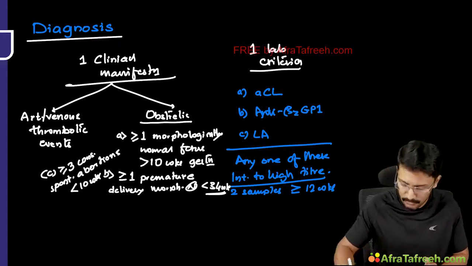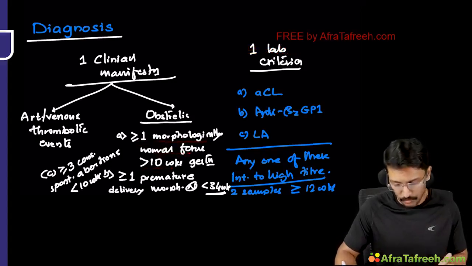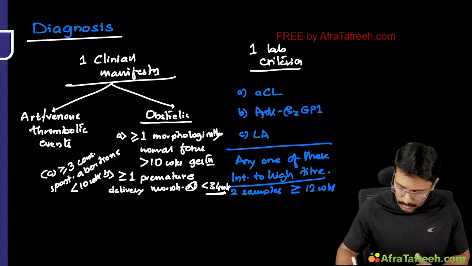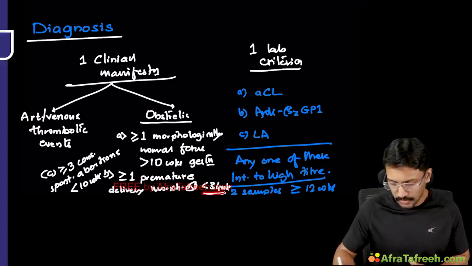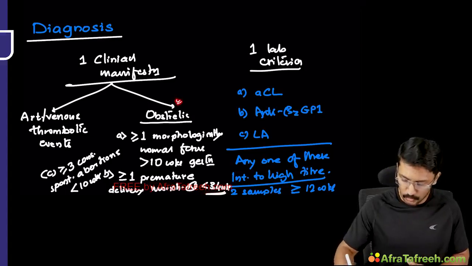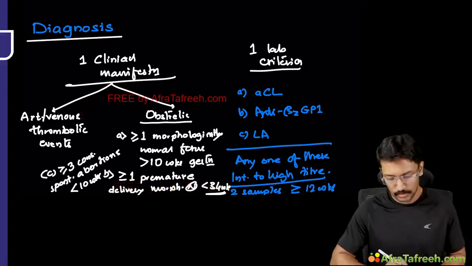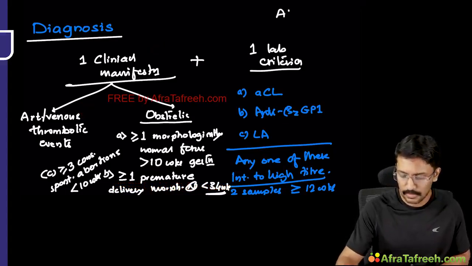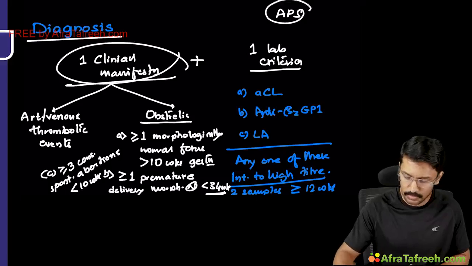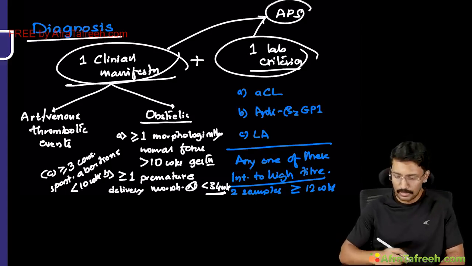But if you're talking about 10 plus weeks, even the death of one or more morphologically normal fetus, unexplained death, would qualify to be obstetric criteria. And if there is a premature delivery of one or more fetus before 34 weeks of gestation, that would also qualify as an obstetric criteria. So A, B, C, any one of them should be there, or even an event of arterial or venous thrombosis should be there to say clinical criteria are present. So when both are present, we will classify the case as APS, right? So for classifying the case as APS, you need these two criteria to be met. Okay, so that is about the diagnosis.